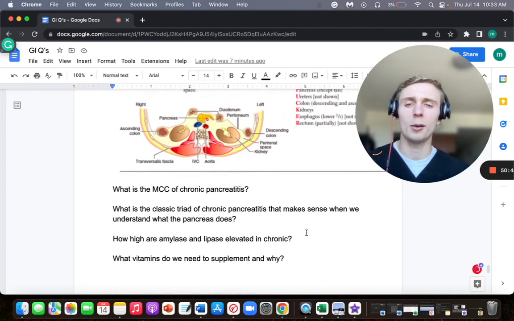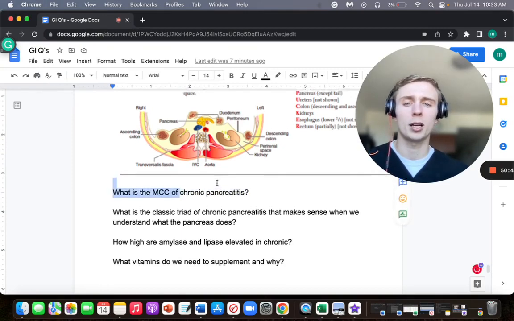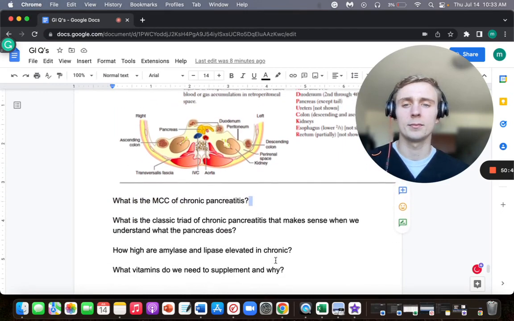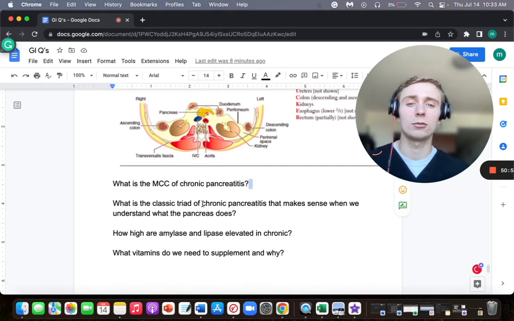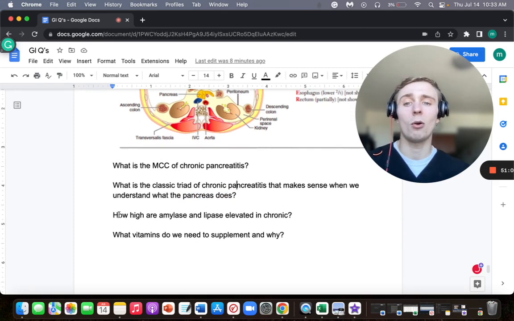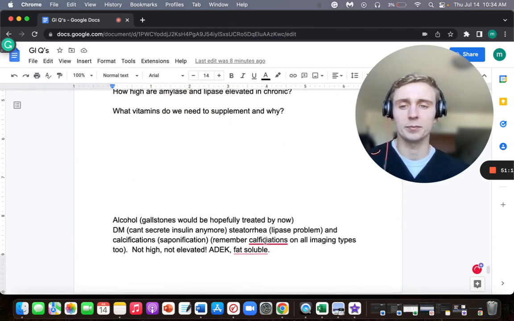Next one is, what is the most common cause of chronic pancreatitis? So we just went over acute pancreatitis, but how about the most common cause of chronic pancreatitis? What is the classic triad of chronic pancreatitis? That makes sense when we understand what the pancreas does. So what is the classic triad of chronic pancreatitis? Think about what metabolically the pancreas does. How high are amylase and lipase elevated in chronic? Important to know, not in acute. What vitamins do we need to supplement and why? So a few good questions here on chronic pancreatitis.